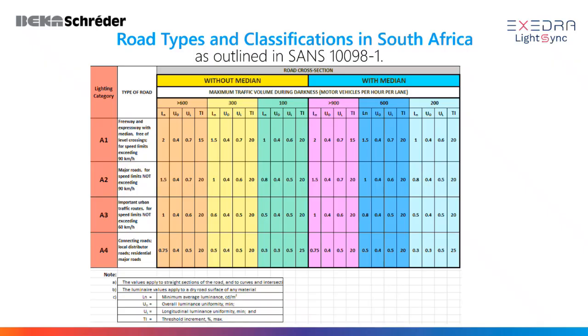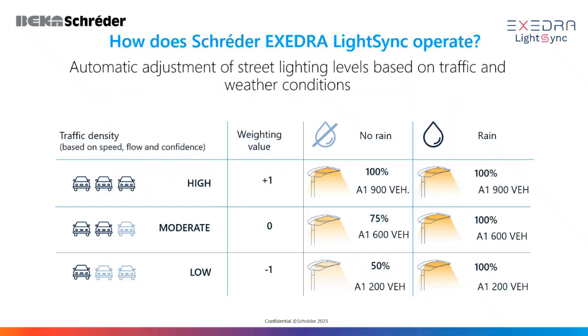In view of our standards, because often we talk about dimming lights and adjusting lights, we have to line it up with a standard, because at the end of the day it's still safety and adherence to standards that we have to comply with. In this case, as an example, we are using our A-road standards, stipulated in the SANS 10098-1 standard. As you know, this is for main roads, A1 to A4 roads, and those roads have different classifications of vehicle counts per hour per lane.